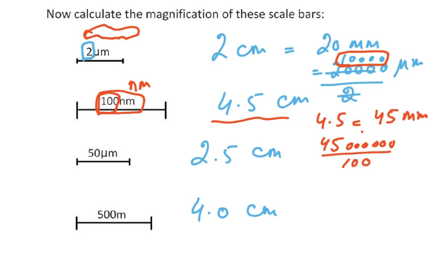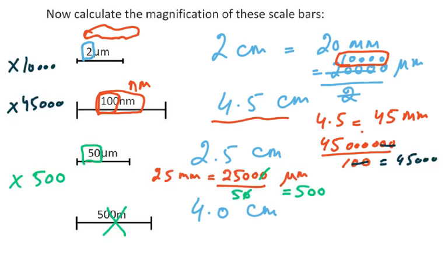So this is how the scale lines work. Now calculate the magnification of these scale bars. You'll have to calculate the magnification of each scale bar, and I'll just do that for you. Now you can see how I have calculated: 2 centimeter is equal to 20 millimeter is equal to 20,000 micrometer, and you divide it by the 2. Then that is 10,000 magnification.